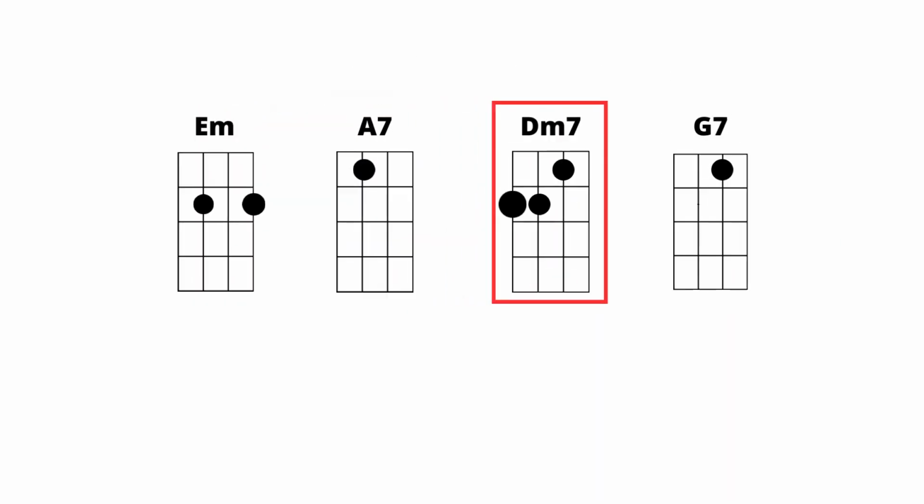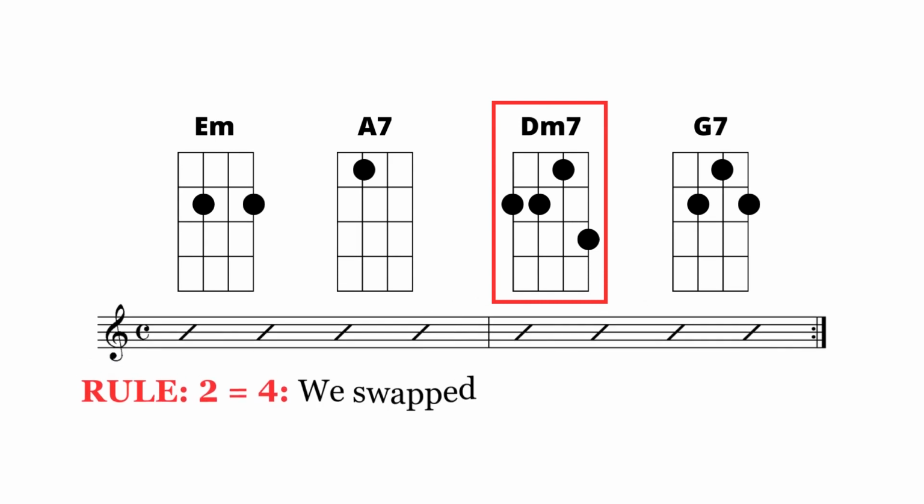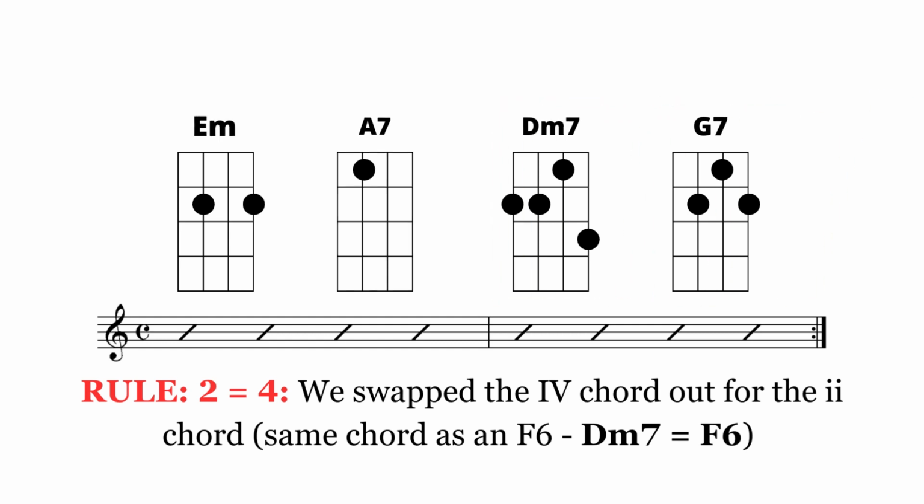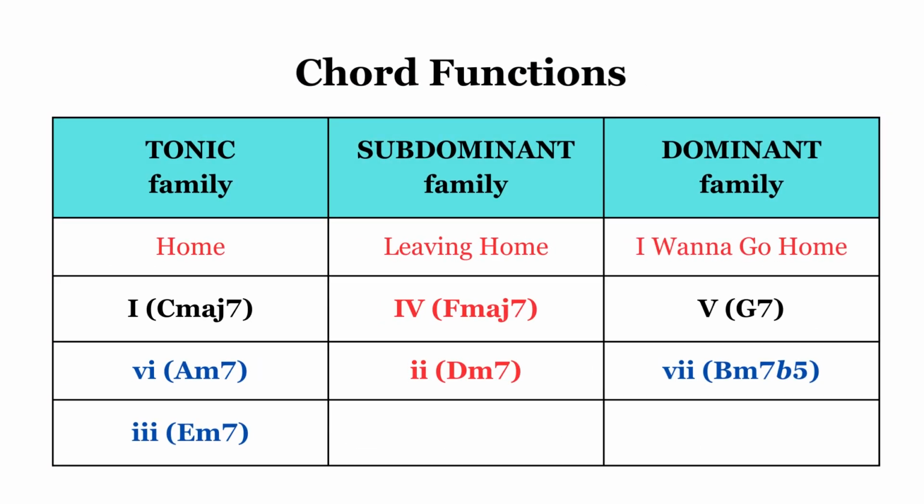Now we follow our rule 2 equals 4. We swap out the 4 chord for the 2 chord. Now, it's interesting to note here that the D minor 7 is the same exact chord as the F6. Let's take a look at our chart again here. In our subdominant family, or our leaving home chords, we're going to have an F major 7, which we swapped out for the D minor 7.